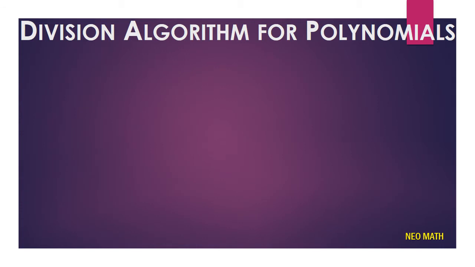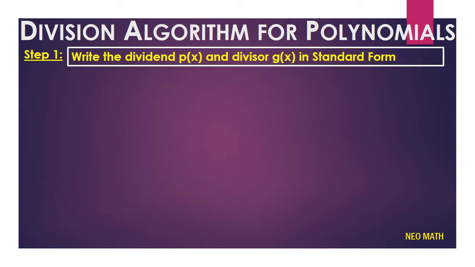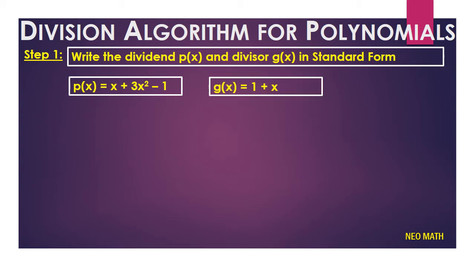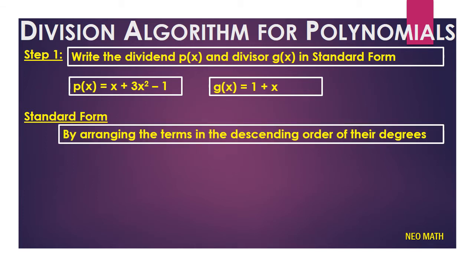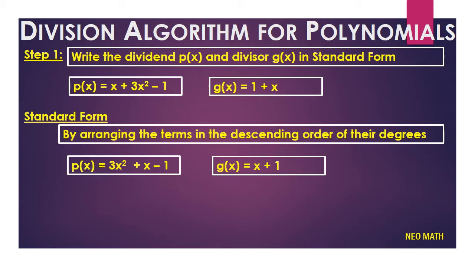Let us consider an example to see how we can divide a polynomial by any non-zero polynomial. Step 1. Write the dividend p of x and divisor g of x in standard form. Here p of x is equal to x plus 3x square minus 1. G of x is equal to 1 plus x. These two polynomials are not in standard form. So we have to write these two polynomials in standard form by arranging the terms in the descending order of their degrees. So p of x is equal to 3x square plus x minus 1. And g of x we have to write as x plus 1.